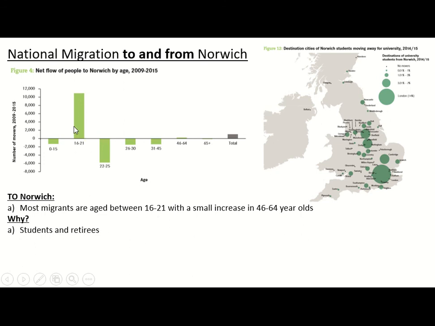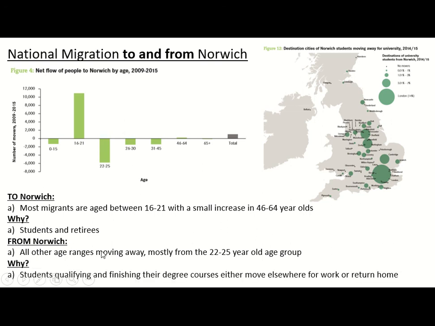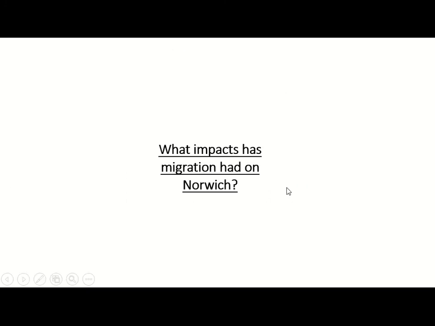So these would be students coming to the UEA and the Norwich University of the Arts, and maybe early retirees. And people moving from Norwich, all other age ranges do to a certain degree, but largely this is 22 to 25 year category, and that's to move back to maybe where they're from or to find work elsewhere away from Norwich from their degree courses. Okay, again, another summary of this migration. So you've got really detailed information about migration to and from Norwich that you can utilise.